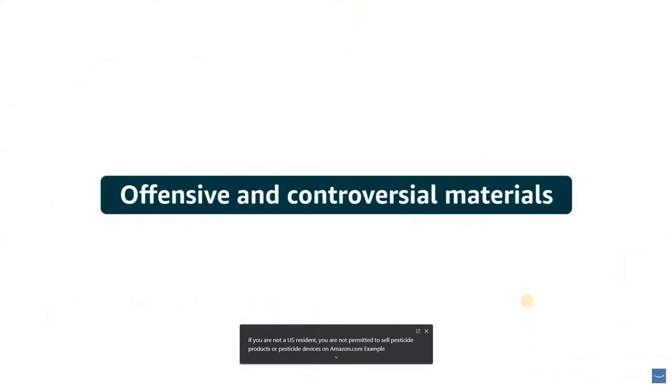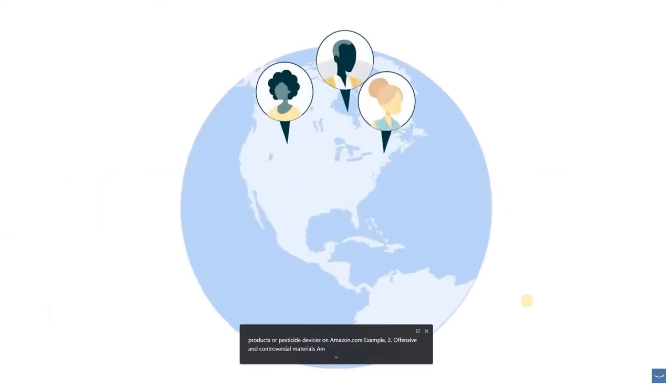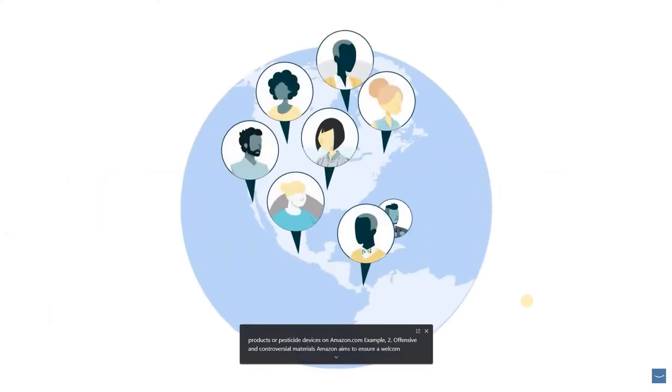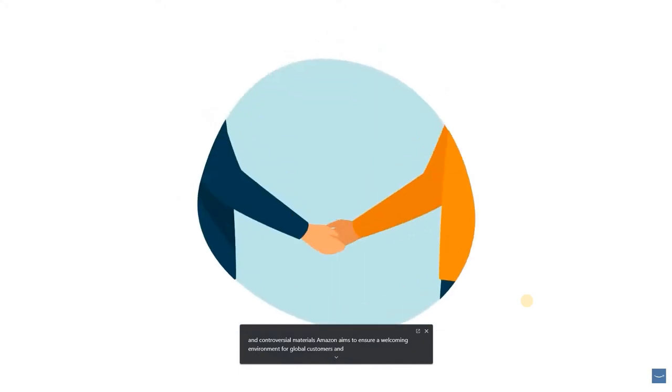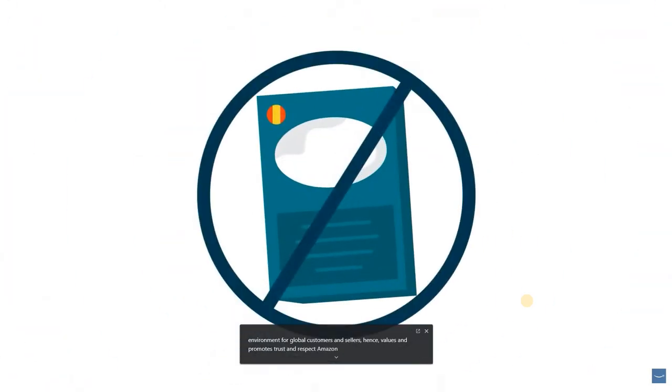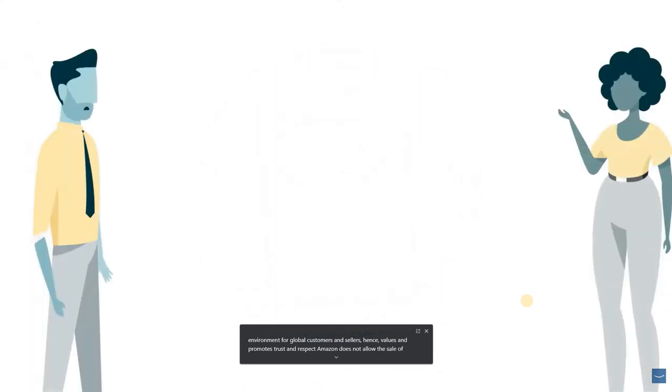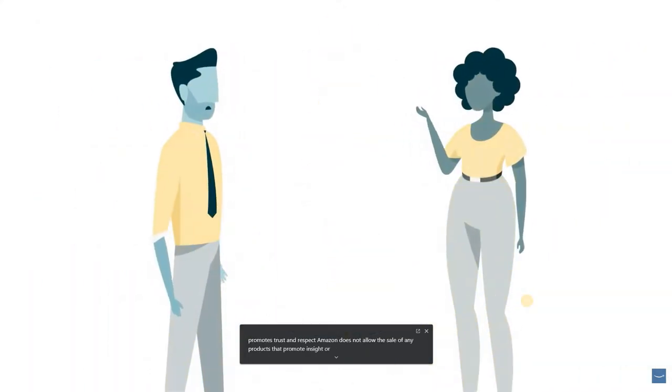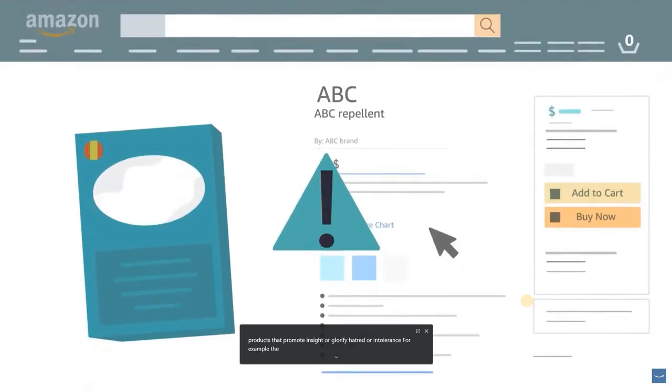Example 2. Offensive and controversial materials. Amazon aims to ensure a welcoming environment for global customers and sellers, hence values and promotes trust and respect. Amazon does not allow the sale of any products that promote, incite, or glorify hatred or intolerance. For example, the Confederate flag, including product images.